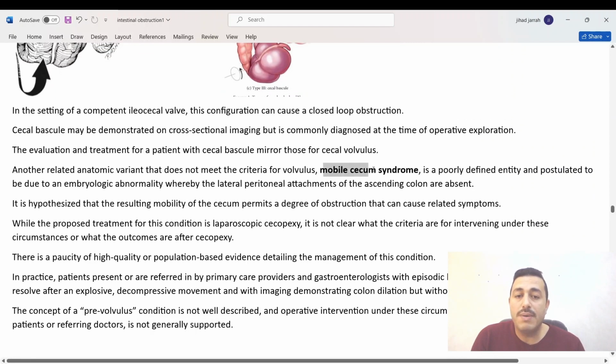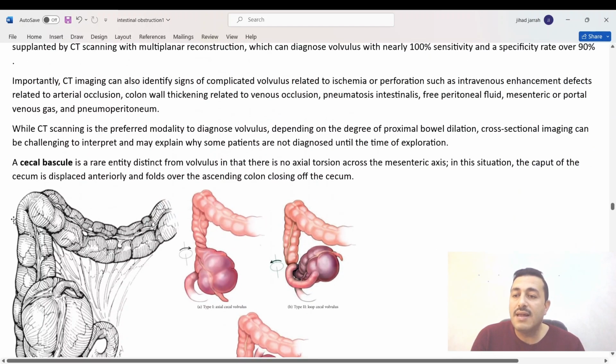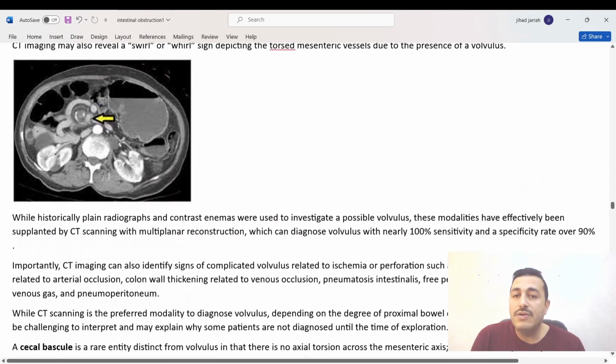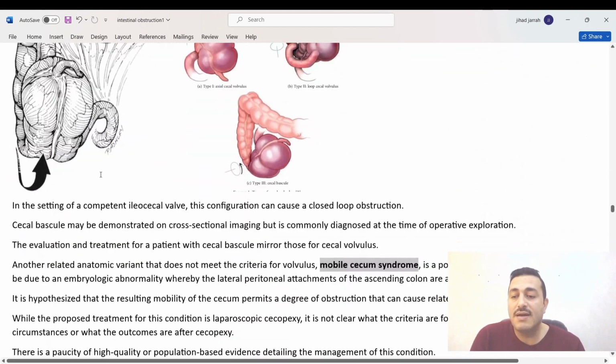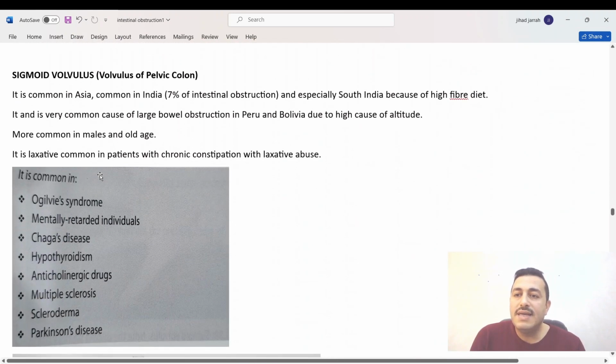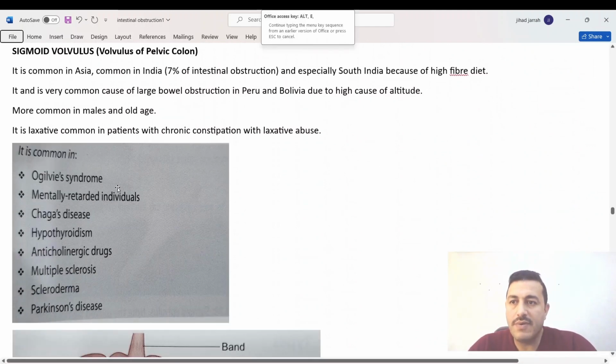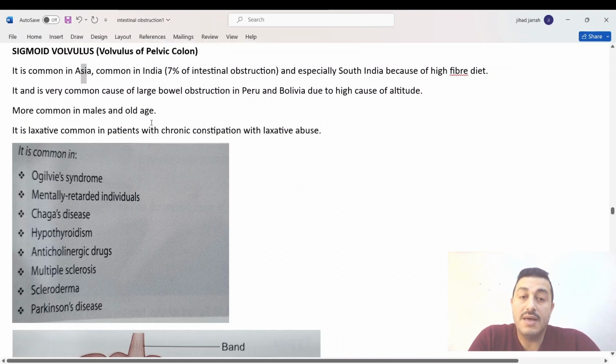So we talked about the mobile cecal syndrome, cecal bascule, and in general the imaging and clinical picture of sigmoid and cecal volvulus. Let's talk in detail about sigmoid volvulus. What's specific about sigmoid volvulus? As we said, it's common in what we call the volvulus belt. It's more common in Asia, in India, in the Middle East. It may be associated with the high fiber diet used in these countries.